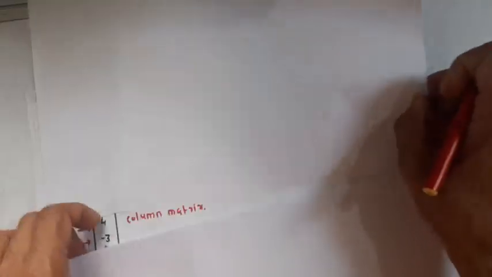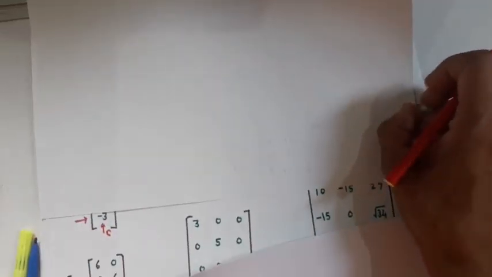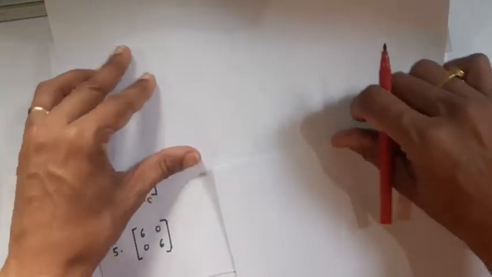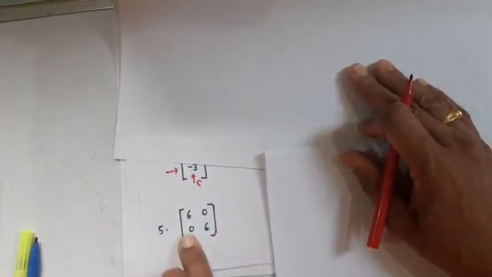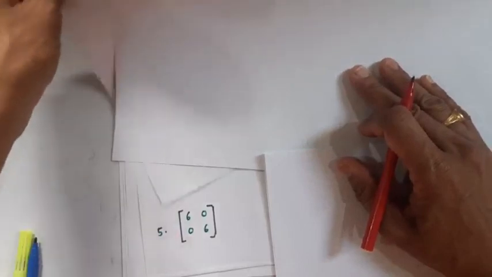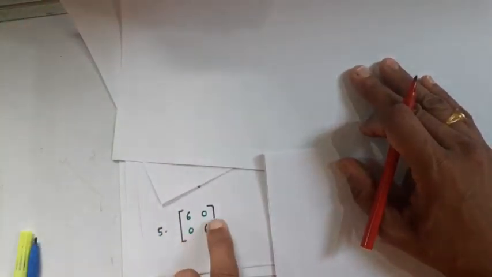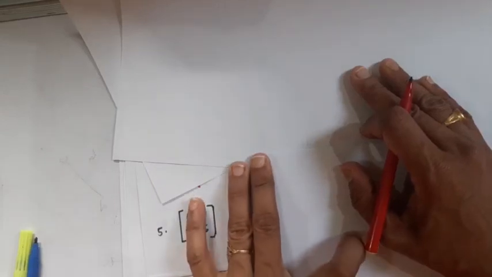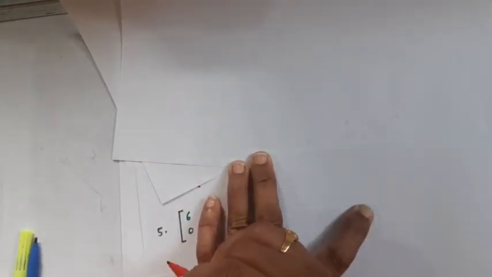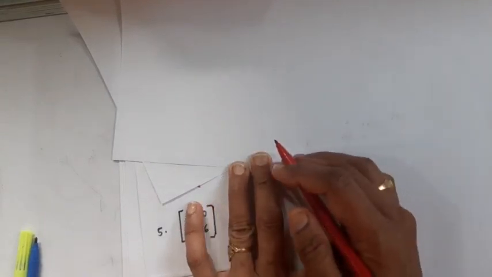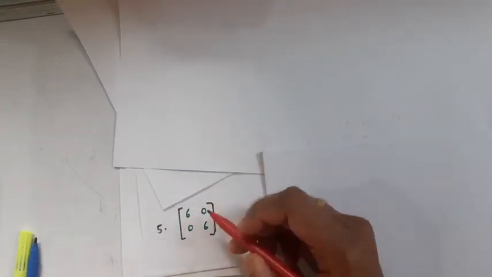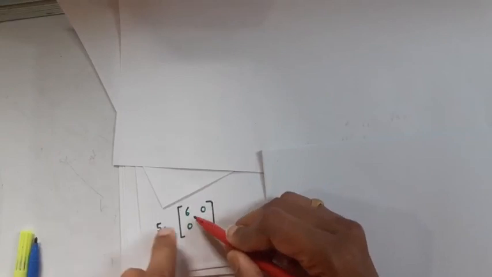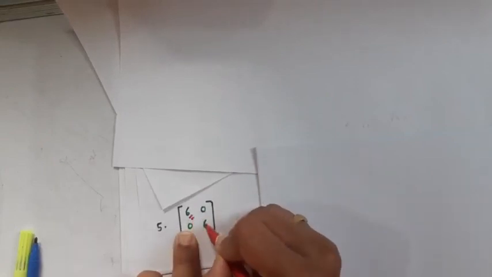Now let us see another example. Another example is, suppose 6 0, 0 6. Okay, so as only the diagonal elements are there, 6 and 6, and the diagonal elements are the same.